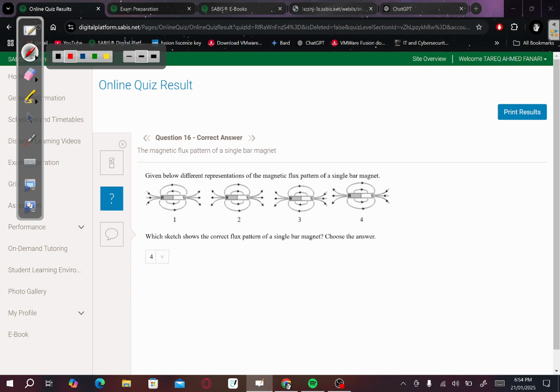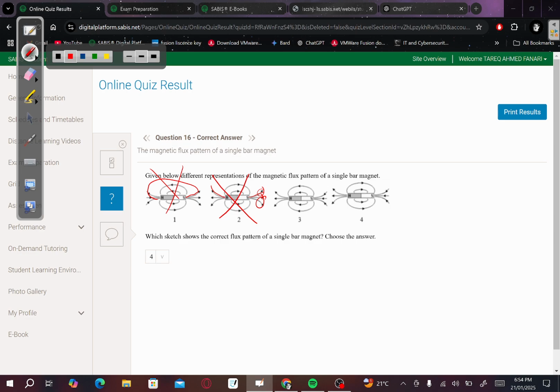Obviously this one says it's going from S to N, which is wrong. It doesn't go from S to N. This says it's going from S and from N, which doesn't make sense. Look at the directions of the arrows. This is leaving from S, which is automatically wrong.